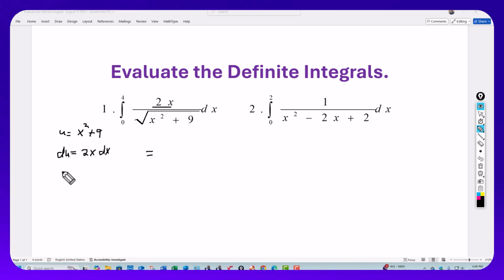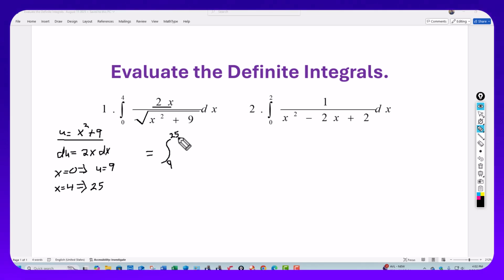So all we have to do here is say lower limit is x equals 0, upper limit is x equal to 4. So using this substitution, if we let x equal the lower limit, x equals 0, that would imply that u would be 9. And if we let x equal the upper limit of 4, we need a corresponding value for u. So that would be 4 squared is 16 plus 9 is 25. So now we can start here. This would be the integral. Instead of 0 to 4, it's going to be 9 to 25.